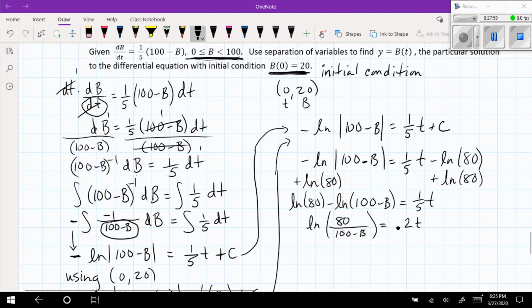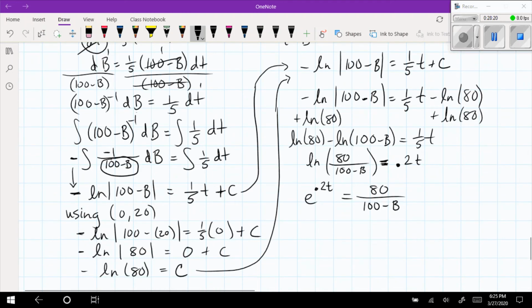I'm going to switch this. This is going to be my base is e. Remember that a logarithm is an exponent. Is means equals. So this is my exponent right here. This 0.2t is equal to the power, which is 80 divided by 100 minus b. And again, my job is to solve for b. So I could cross multiply and then divide, or I can just put a 1 over here and then swap these corners, which is what I'm going to do. 100 minus b is equal to 80 divided by e to the 0.2t.